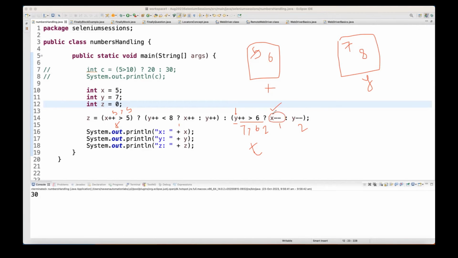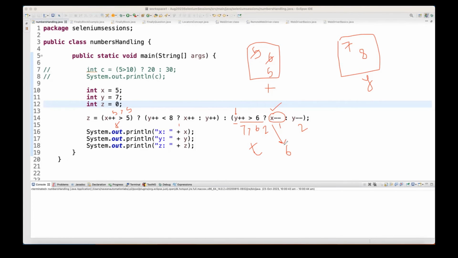See, I'm making a circle here. So x-- means take the immediate value of x. The current value of x is 6 here, but inside the memory, decrease the value of x by 1 also. So 6 minus 1 is equal to 5. And this x equal to 6, it will take over here, but in the memory, 5 will be written. Why? Because 6 minus 1 is equal to 5. So this 6 will be given to z, right?